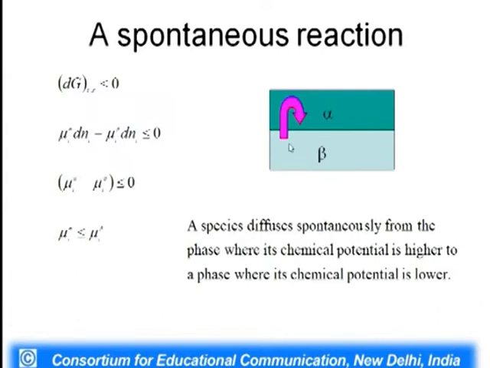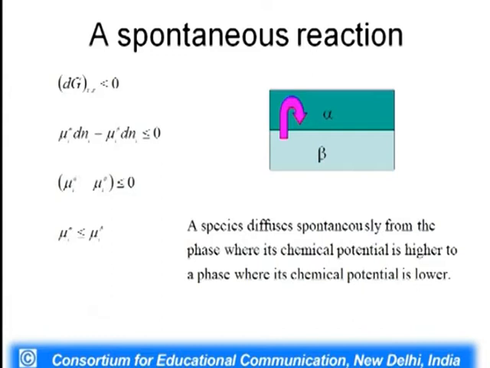What does that mean? The chemical potential of the ith component in alpha phase is less than the chemical potential of that component in beta phase. So, it means that you are going from the higher chemical potential side to the lower chemical potential side. A species diffuses spontaneously from the phase where its chemical potential is higher to a phase where its chemical potential is lower.